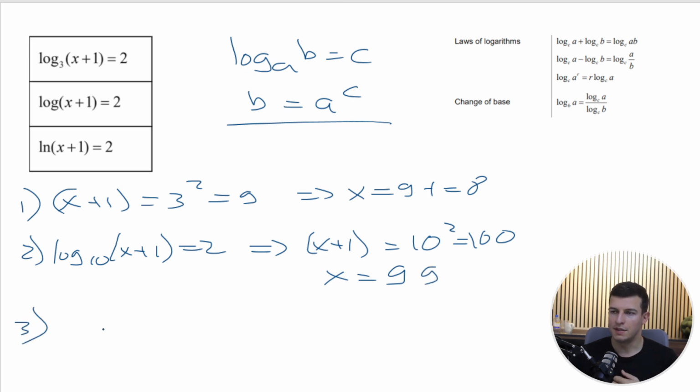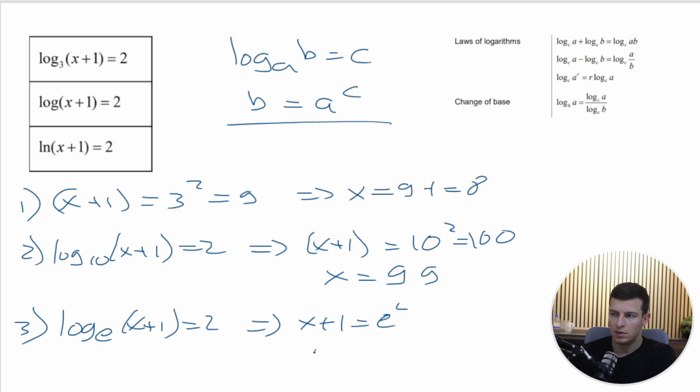The last piece, ln(x plus 1). Again, ln means log base e of (x plus 1) equal to 2. Then x plus 1 is going to be e squared, and x is going to be e squared minus 1.